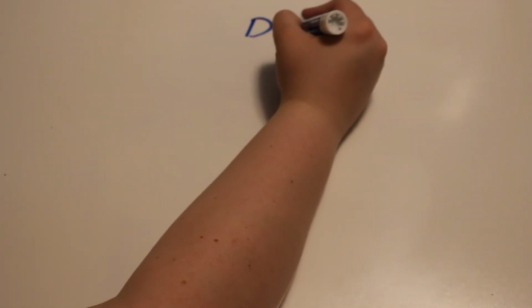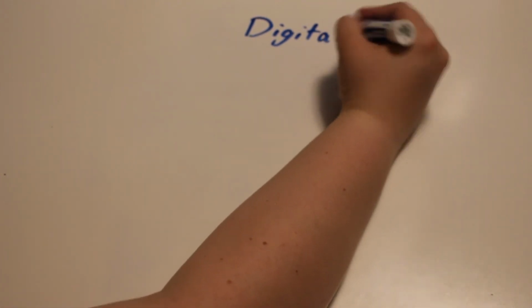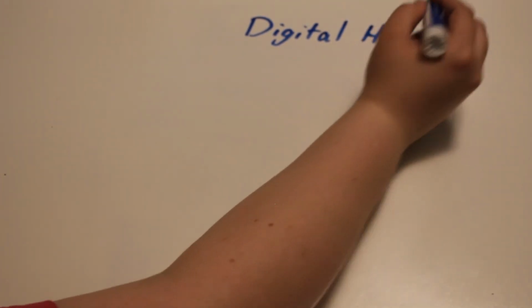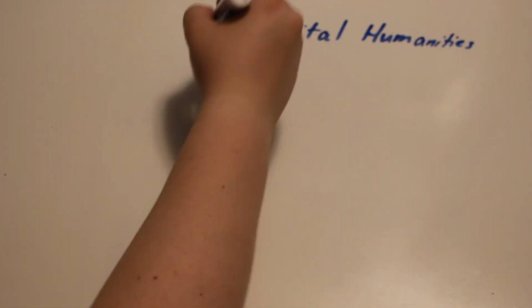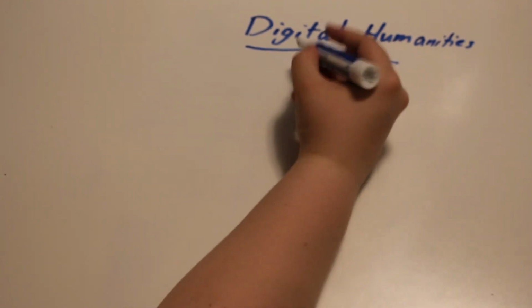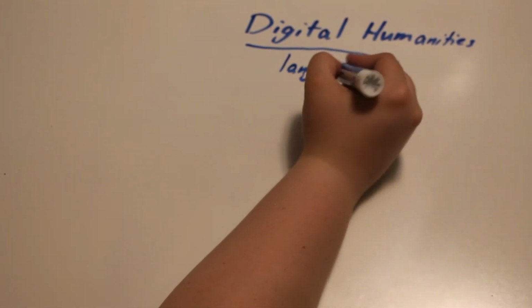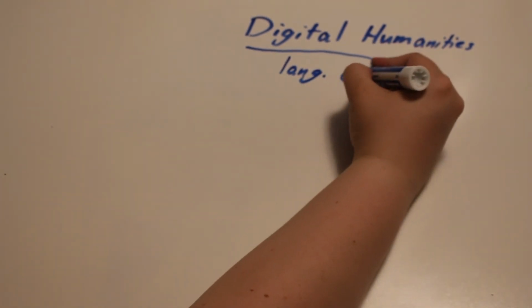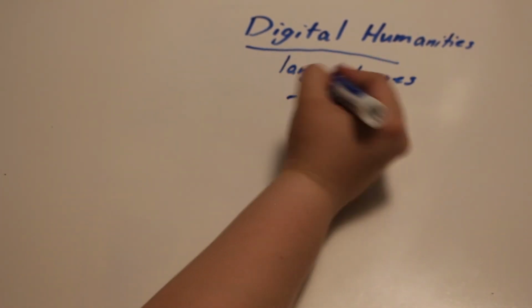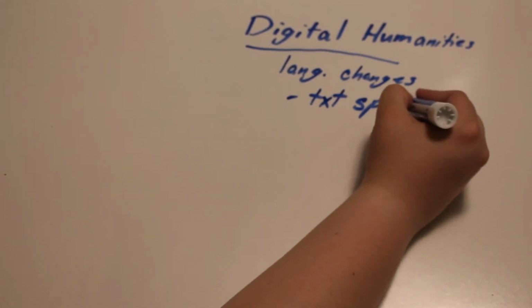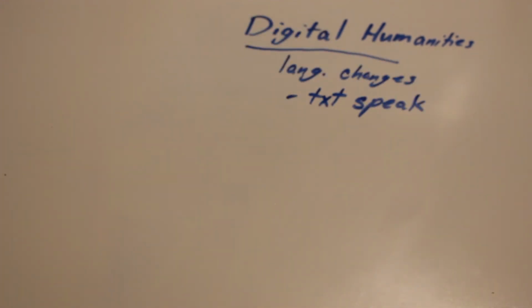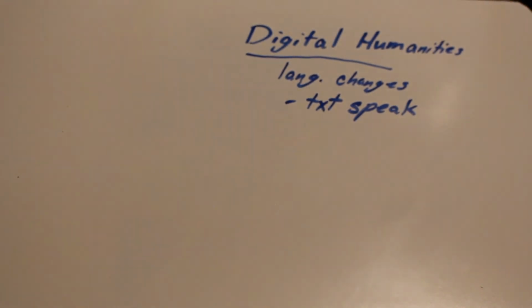Digital humanities also talks about how language is changing, or actually being added to. So how we speak in text versus how we speak in a formal paper. How we speak in school with our friends. How we speak at work.